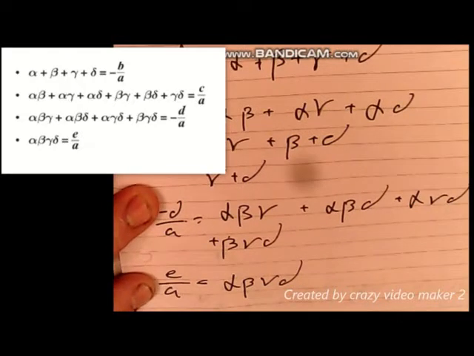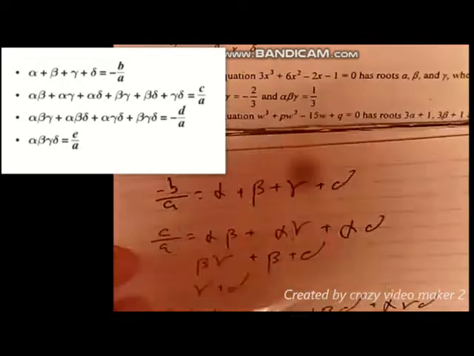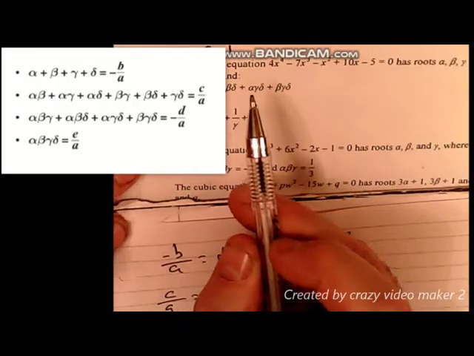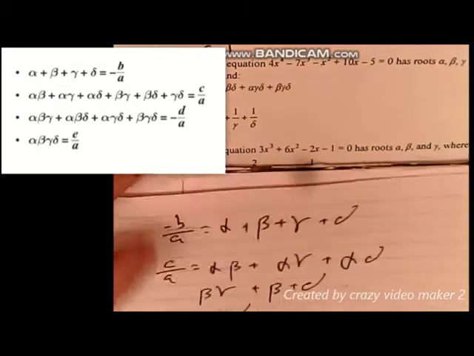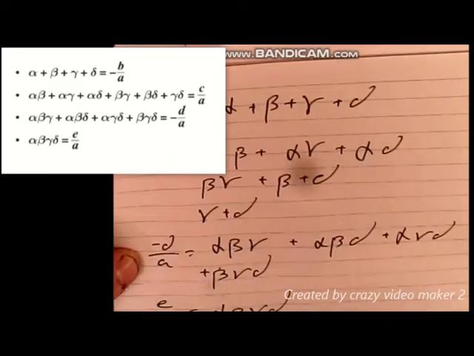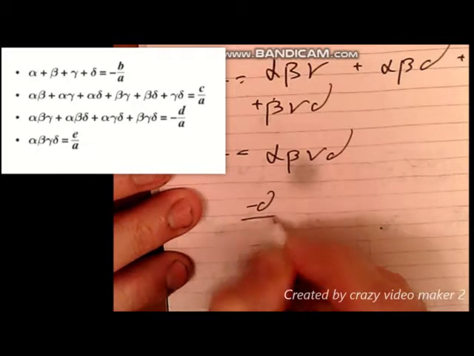So it's always good to write these down first. Now if we go into the question, the first one is alpha, beta, delta, alpha, gamma, delta, beta, gamma, delta, and if we look, that's already one of these which we actually wrote down, which is the minus d over a. Minus d over a.